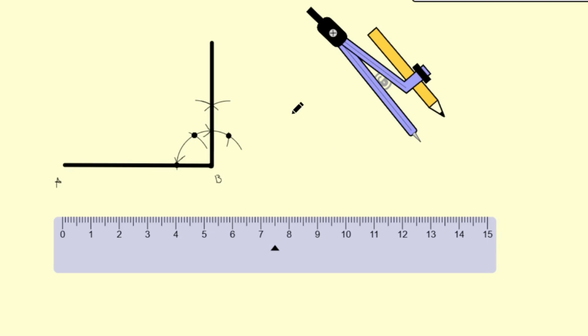All right, that is it for this video. This is how you can construct your 90-degree, 60-degree, or any angle at all at the end of the line, whether it's at point A or at point B.